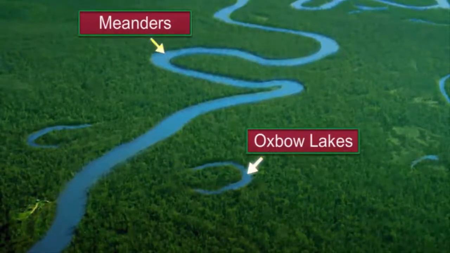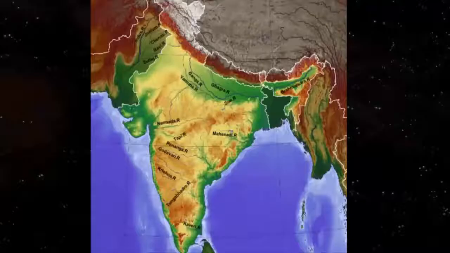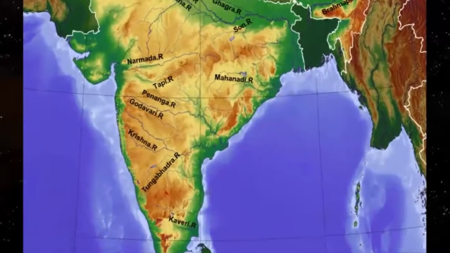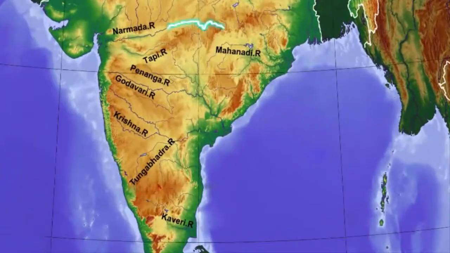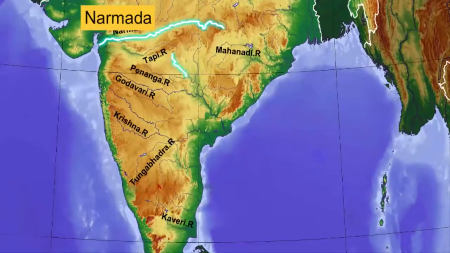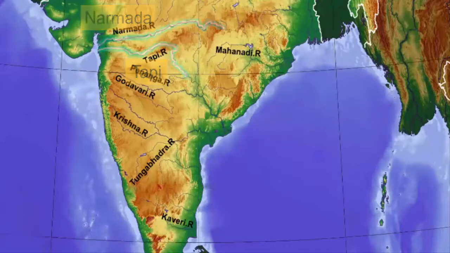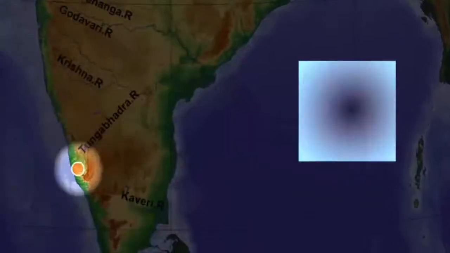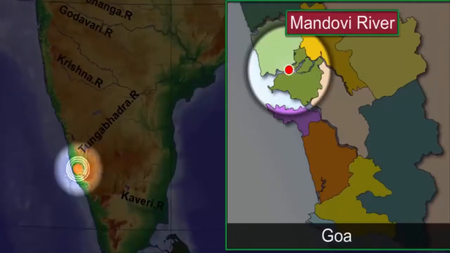On the other hand, peninsular rivers originate in the central highlands of the peninsula and depend solely on the rains, and therefore are seasonal. For example, the Govali, which flows into the Mandovi River in Goa, runs dry during the summer.